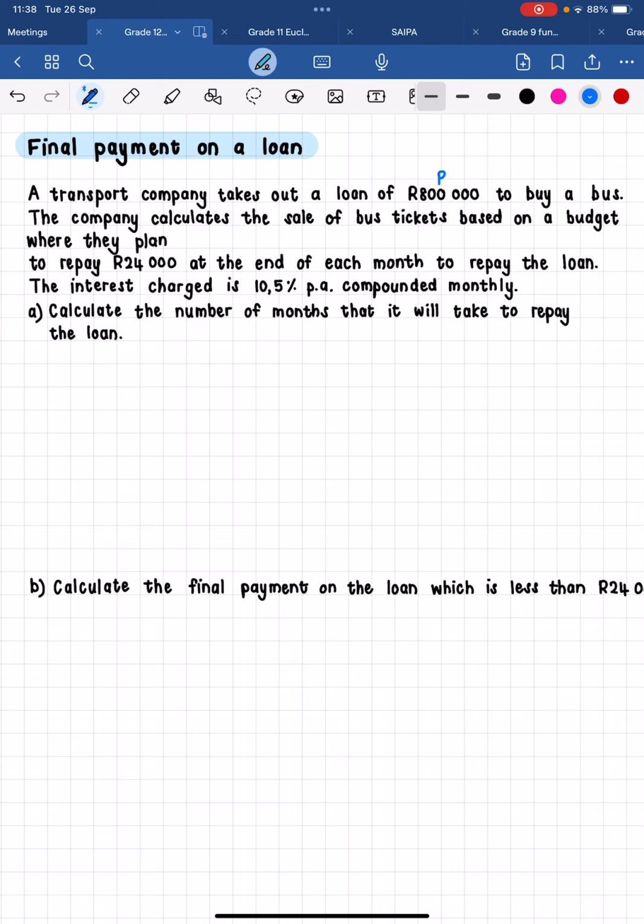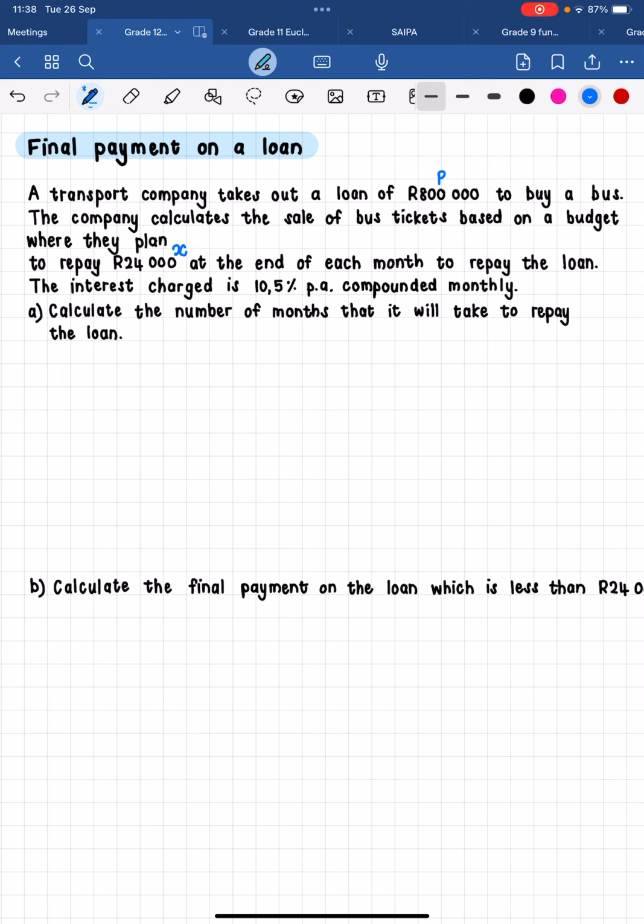The company calculates the sale of bus tickets based on a budget where they plan to repay 24,000 Rand at the end of each month. So guys, what are they giving us there? What is the 24,000 Rand? What letter in our formula? The X, all right? They're paying that amount every month to repay the loan.